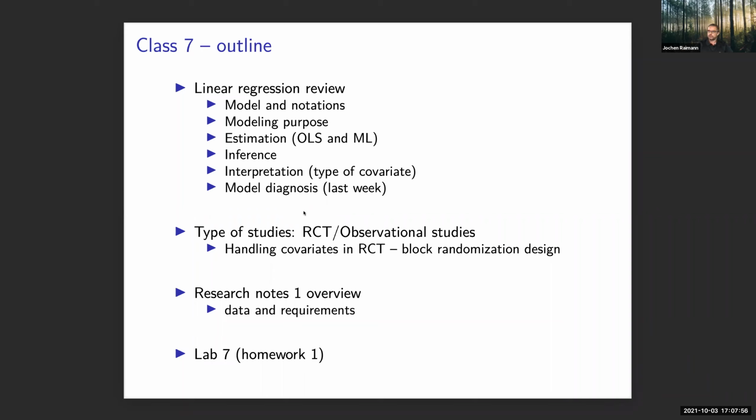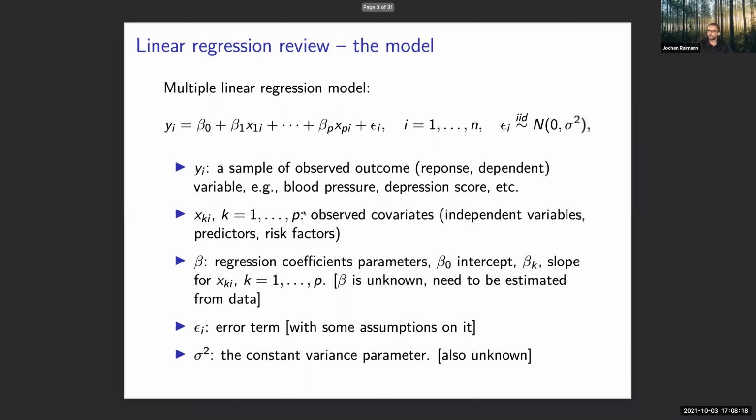We will be talking about different study types. So we'll be briefly talking about RCTs and handling of covariates in RCTs, and we will talk specifically about block randomization design. We will further talk about observational studies, why and how they are different from RCTs, and then we will gain a research note 1 overview, and then proceed to lab 1.